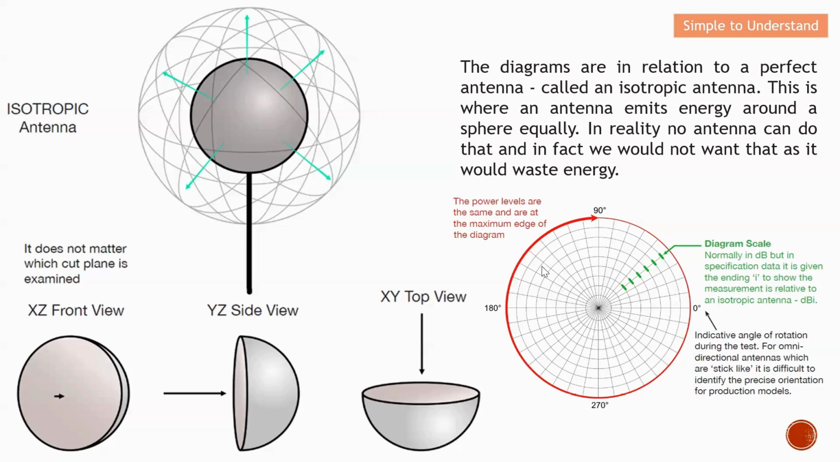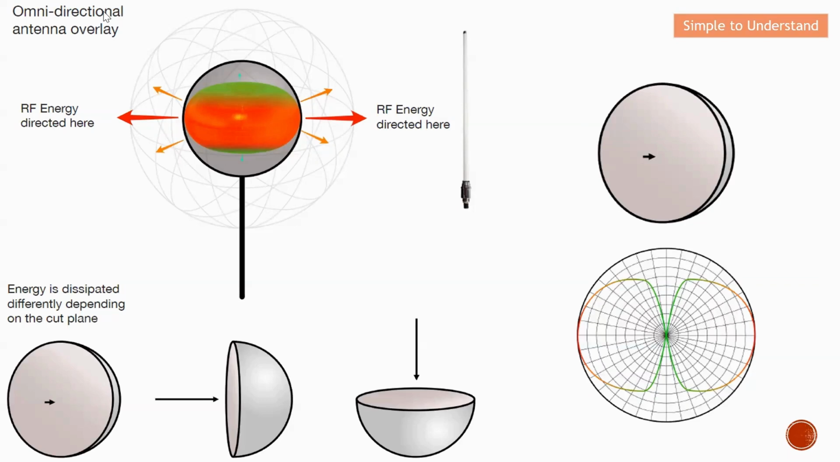Okay, so basically this is the radiation pattern for an isotropic antenna. Next, I'd like to explain the radiation pattern of an omnidirectional antenna. This is a typical omnidirectional antenna. A dipole is also considered an omnidirectional antenna. This is the radiation pattern for an omnidirectional antenna.